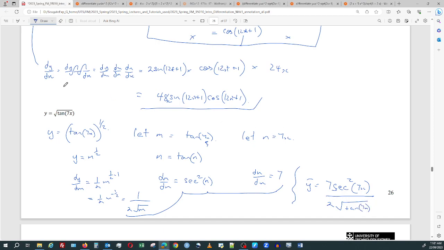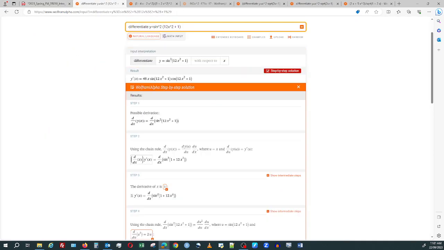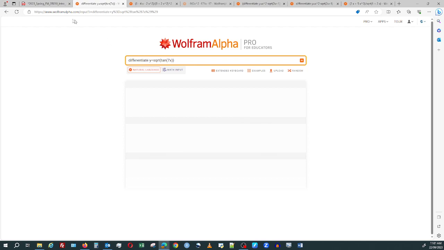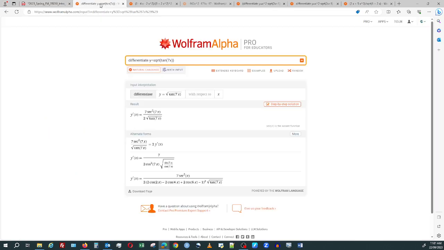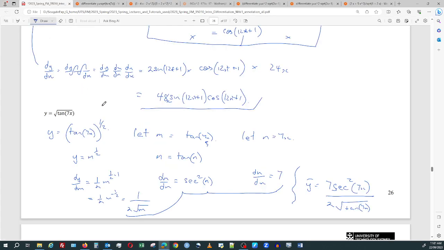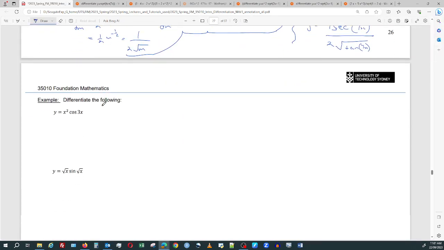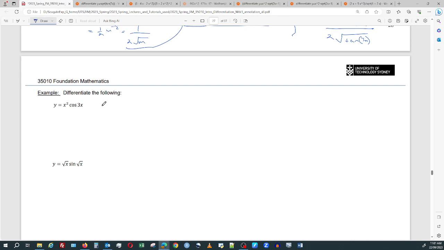Okay, so it's worthwhile checking. Differentiate the square root of tan 7x. So differentiate the square root of tan 7x. 7 sec squared over 2 the square root. So we've got the same result, which is great. So it's important to recognise that this requires practice. It's not something you can just wolf down very quickly. But again, these are more representative of what you need in Maths 1. So that's why we're doing them.